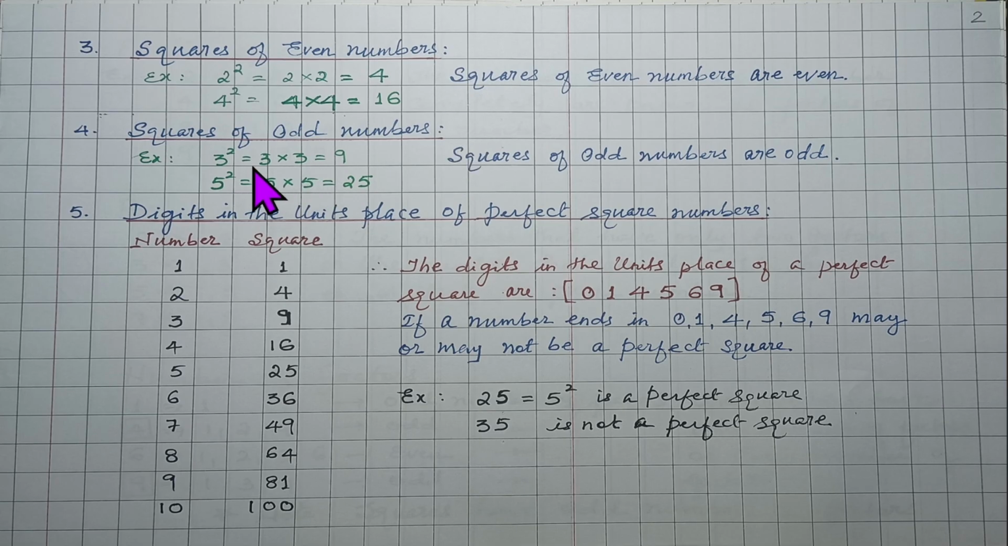Therefore, the squares of even numbers are even. Squares of odd numbers: 3 is an odd number, 3 squared is 9, which is odd; 5 is an odd number, 5 squared is 25, again an odd number. The squares of odd numbers are odd.